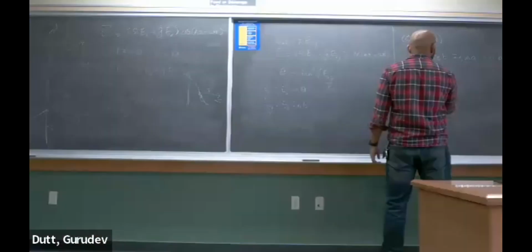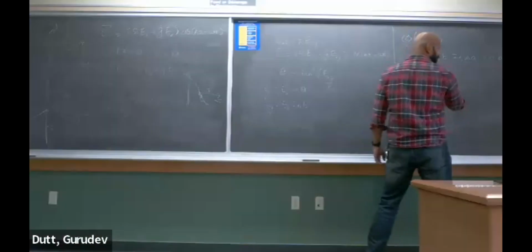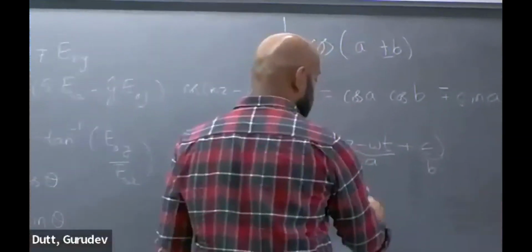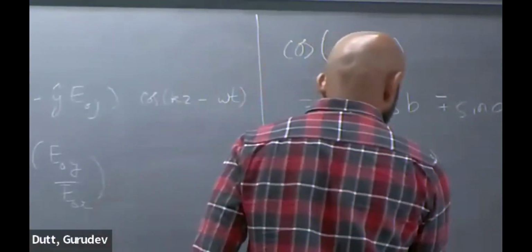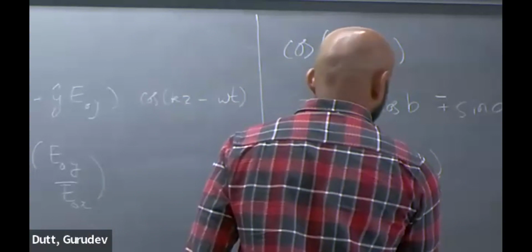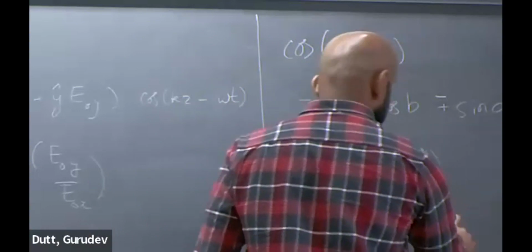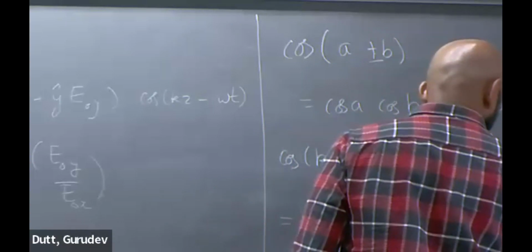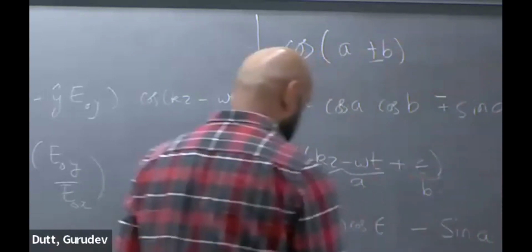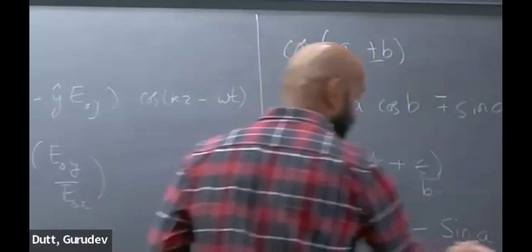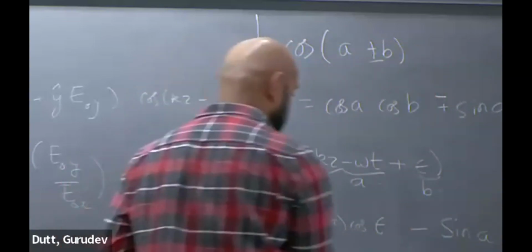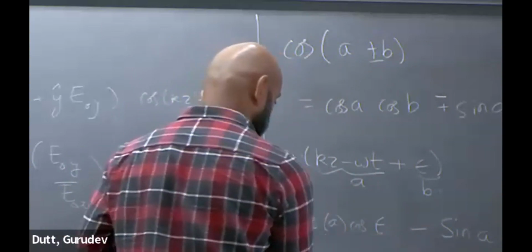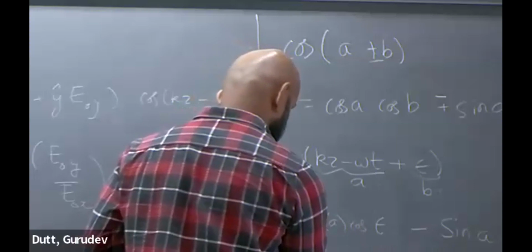So if I treat this as A and this as B, we get that this is cosine A, which is kz minus omega t, cosine B, which is now epsilon, minus sine A sine epsilon. Now if epsilon equals 0, we already saw sine epsilon goes to 0, so that term doesn't matter. We just get cosine 0, which is just 1, so we got cosine kz minus omega t, which makes sense.